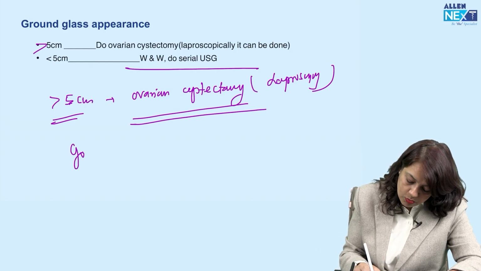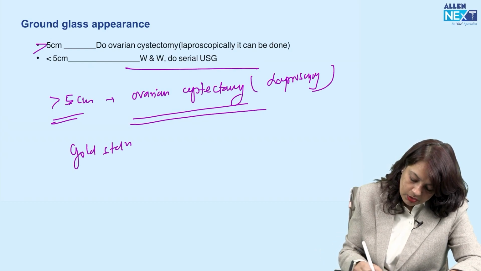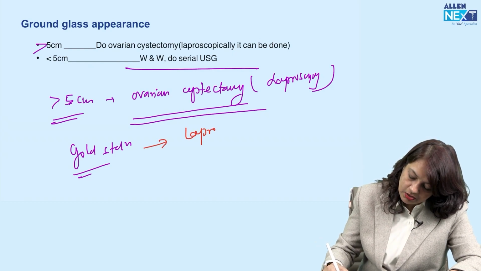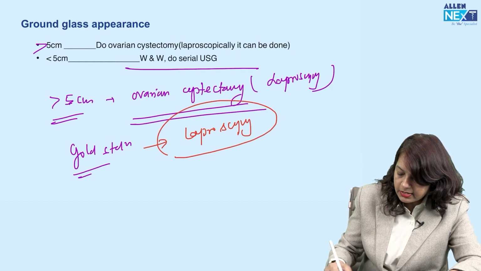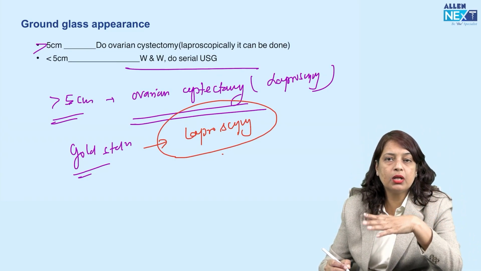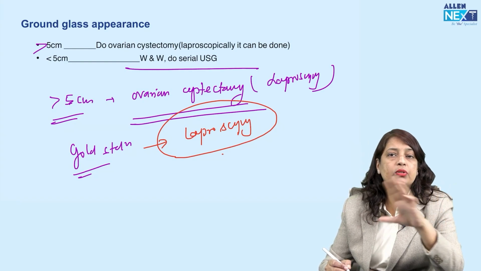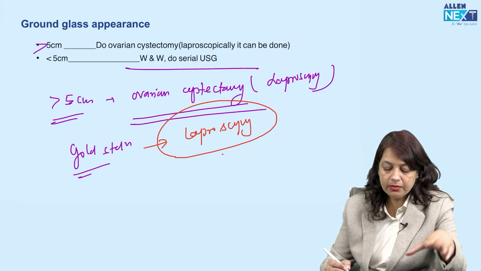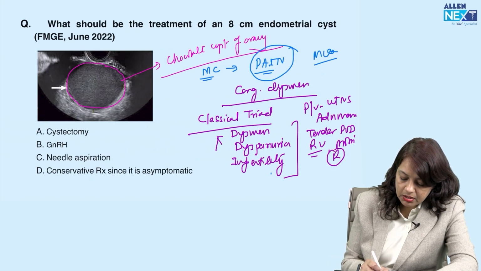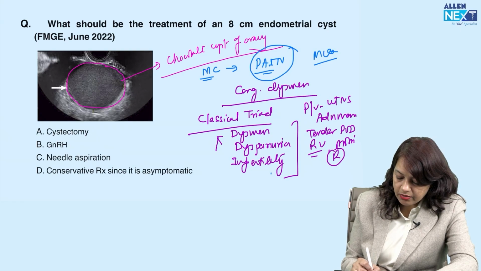Now, most of you should know that the gold standard investigation for endometriosis is laparoscopy. Number 1, it is diagnostic. Number 2, you can do the treatment. You can even do the adhesiolysis. Fine. So in this question, the options are cystectomy, GnRH, needle aspiration, conservative treatment.